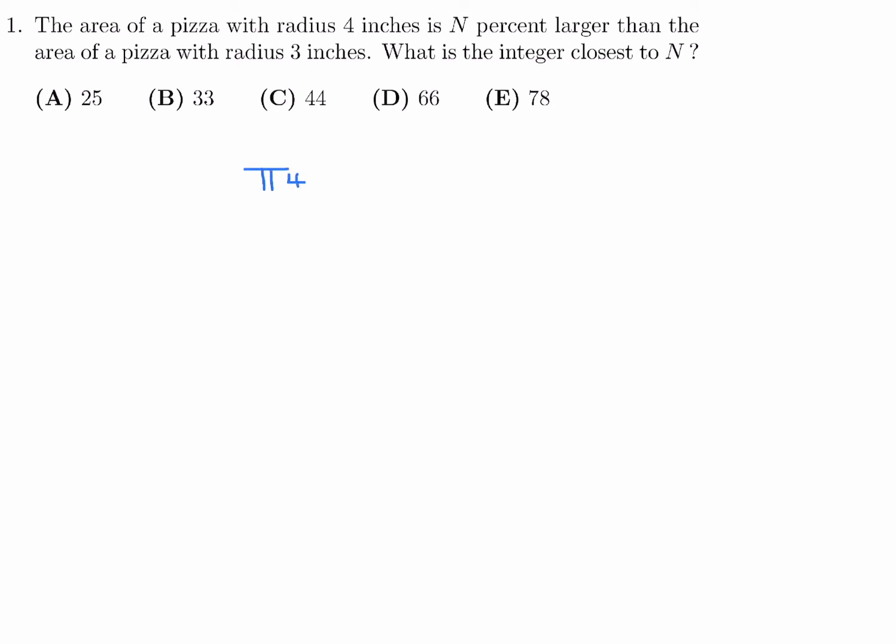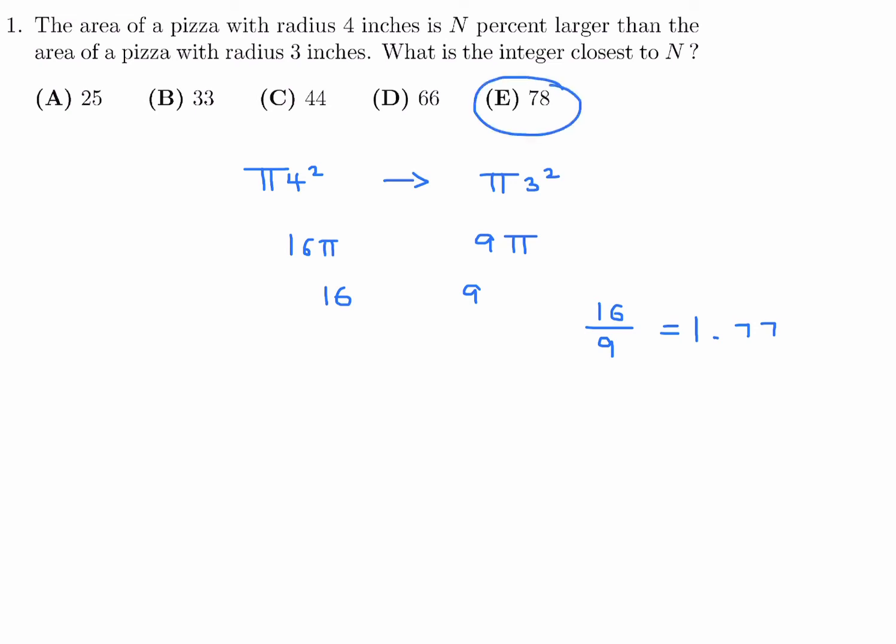So obviously pi r squared, where r is 4, and we have to compare that to pi r squared, where r is 3. So that's going to be 16 pi and 9 pi. So we are comparing these. We can drop the pi's and just compare 16 to 9. And 16 over 9 is approximately 1.77. So obviously it's 77% greater. So that would mean E is the closest to n.